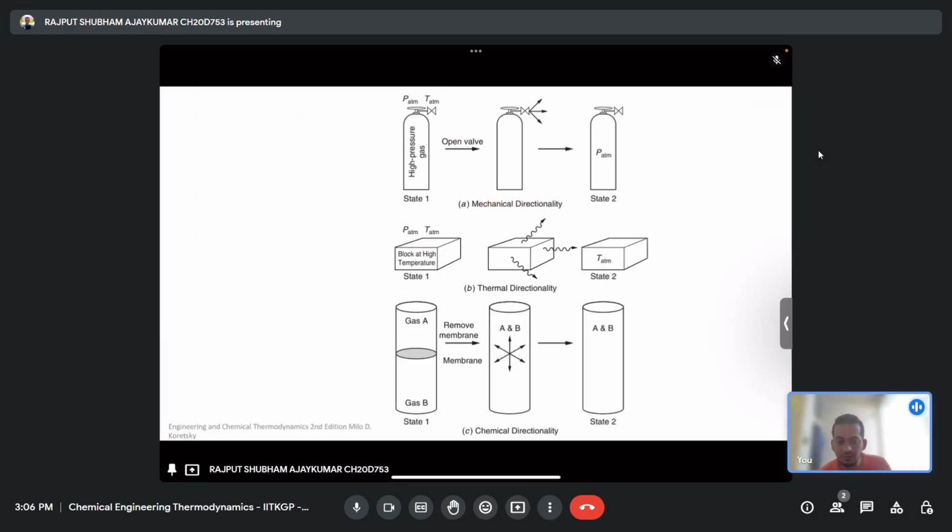I have shown in the notes what the driving force is: for mechanical equilibrium it is pressure, for thermal equilibrium it is temperature, and for chemical equilibrium it is chemical potential. But to put it in simple terms, I can show some schematic diagrams. The first we'll call mechanical directionality, the second is thermal, and the third is chemical directionality.